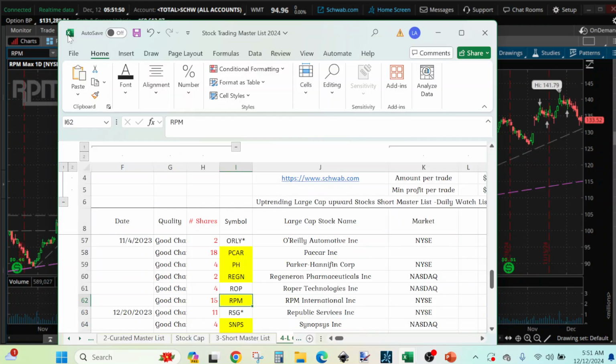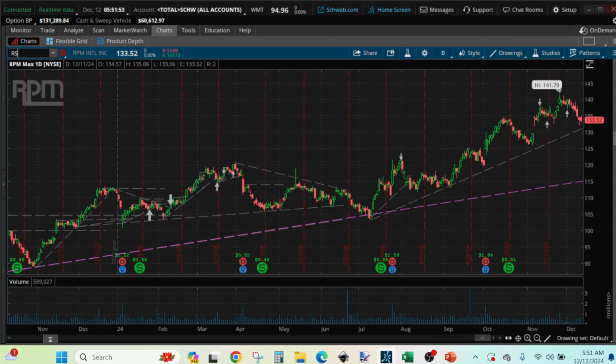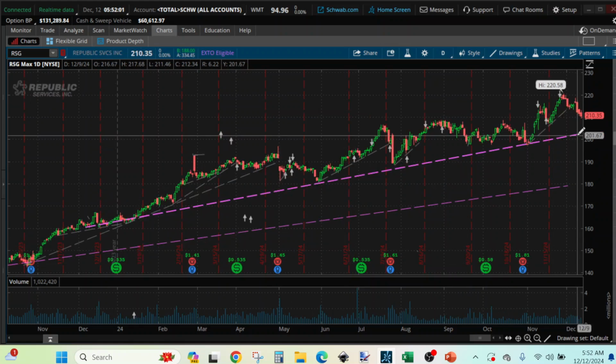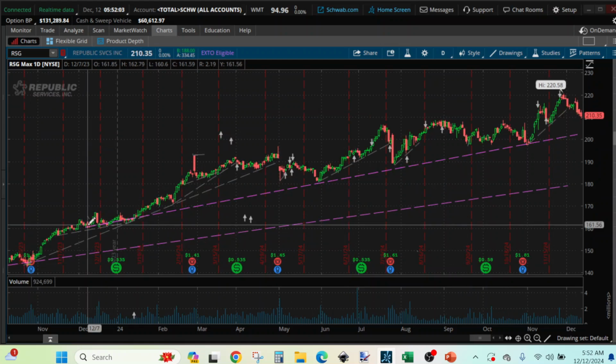RSG. So RSG, we are waiting for this line to sell it, and that line started last year, so it's a one year trend line there. Let's see this one. We purchased it for a while. It has been in our account for a while.